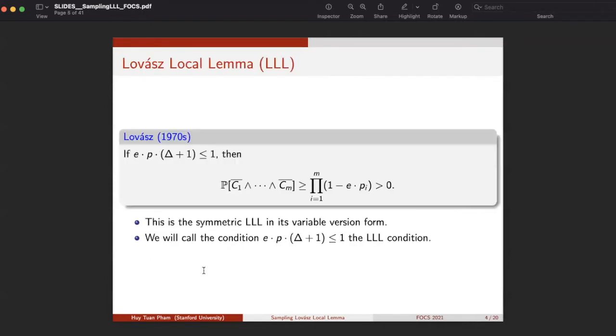So the Lovász local lemma, as we stated here in one of its most basic, symmetric and variable version form, says that if the maximum bad probability p is bounded by 1 over e times (delta plus 1), then there exists a solution to the constraint satisfaction problem. In particular, we have a positive lower bound on the probability of the intersection of all m good events. We'll call this condition here the LLL condition.